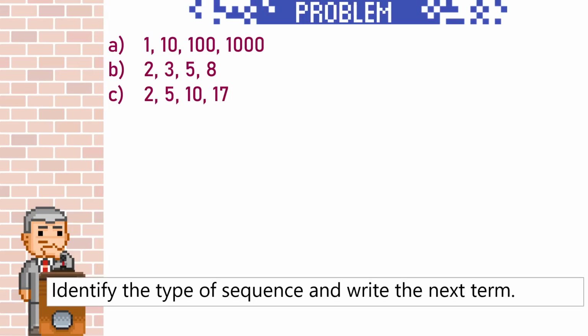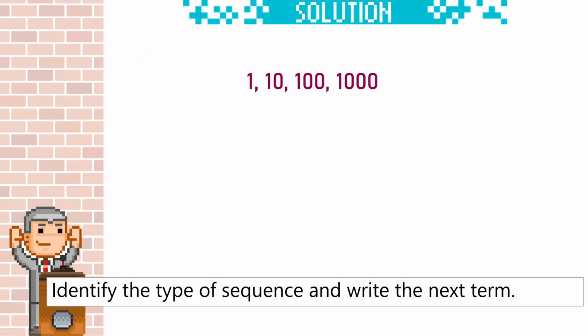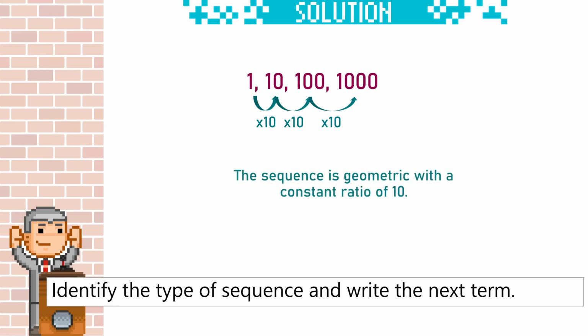Let's have a go at these questions. Looking at this sequence, it looks like we're multiplying by 10 each time. So the sequence is going to be geometric with a constant ratio of 10. Constant ratio is the amount we times by to get to the next number. To find the next term, we're going to times the 1000 by 10 to give us 10,000.